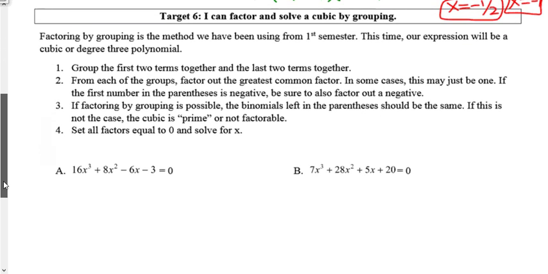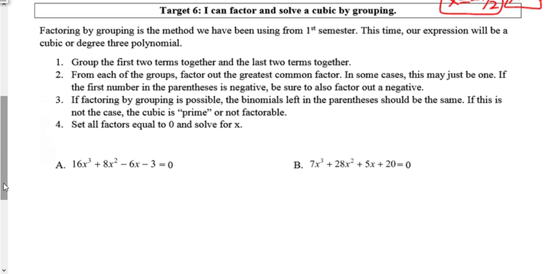So we're going to go ahead and use that information and use that knowledge to move on to targets 6 and 7. So target 6, I can factor and solve a cubic by grouping. So it says factoring by grouping is a method we have been using from the first semester, which I just used in the warm-up. On the second one, it says this time our expression will be a cubic or degree 3 polynomial, so cubic or degree 3.